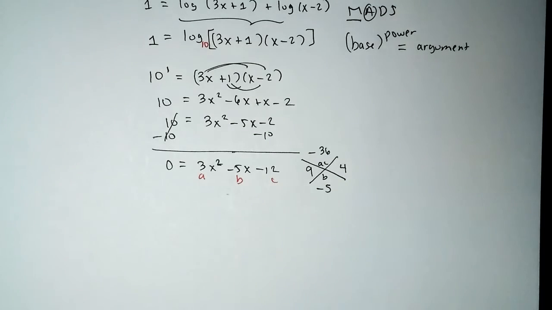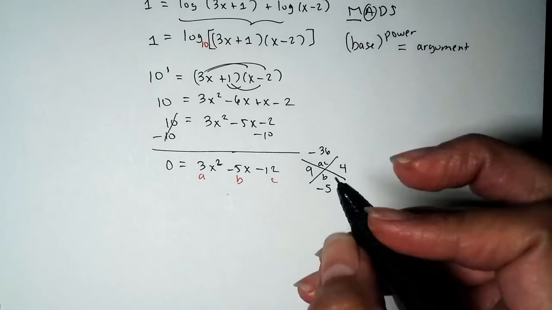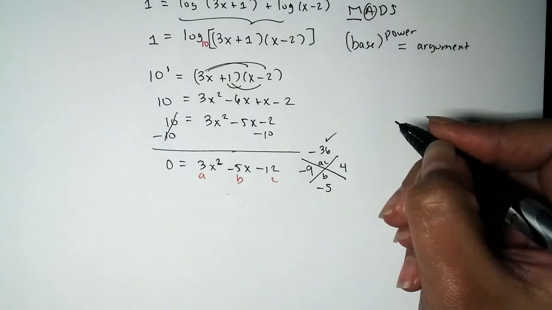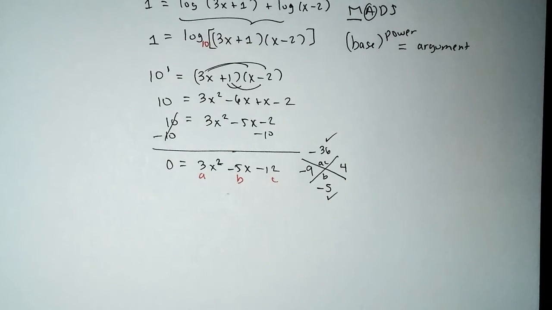And in this case, because the sum is negative, we need the larger factor to be negative. So I'm not a risk taker. Let's go ahead and check it. Product is negative 36, sum is negative 5, we're good.